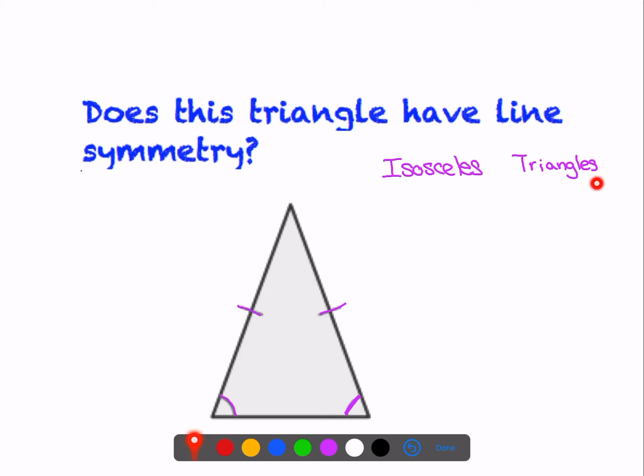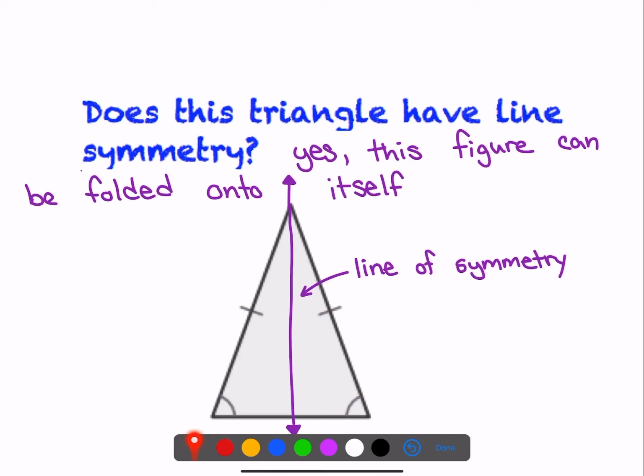Now, isosceles triangles do have one line of symmetry, and it goes straight from the top point down to the midpoint on the opposite side. So it's going to make sure that it hits the midpoint down here, so that it splits it perfectly in two. And this angle is congruent to this angle, so it should map perfectly on top. So yes, this figure can be folded onto itself with this purple line here. This purple line is our line of symmetry. It's our line of reflection, but again, if we're dealing with symmetry, we call it a line of symmetry. It's making this figure symmetric to each side.